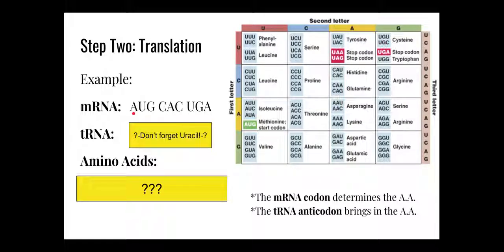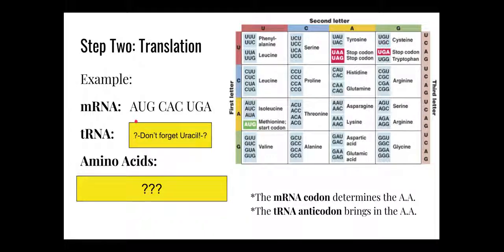What's the letter of the base that always bonds with adenine? We know that's usually thymine if we were in DNA. So if we were going back to DNA, we would use a T here. But we're not. We're in RNA. So we're going to use uracil instead. So for our first letter of our tRNA, it's going to be a U. The second letter is going to be an A.